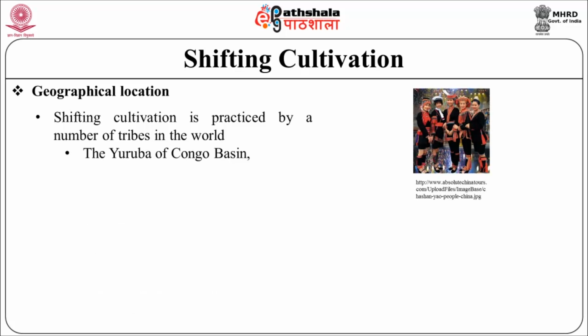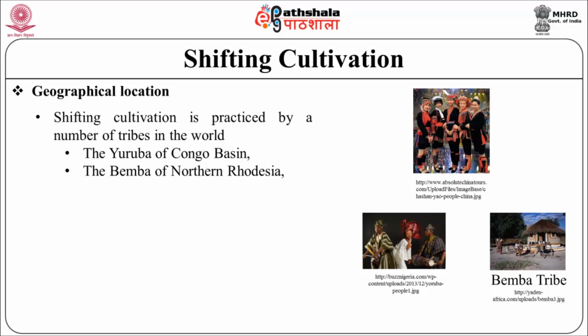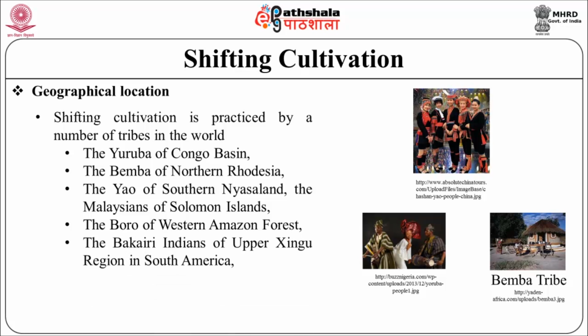The Yoruba of the Congo Basin, the Bemba of Northern Rhodesia, Yao of Southern Nyasaland, Melanesians of the Solomon Islands, Boro of the Western Amazon forest, Bakairi Indians of the Upper Xingu region in South America, hill tribes of North Borneo and Veddas of Ceylon are a few examples of tribes who are still practicing the shifting cultivation mode of farming.